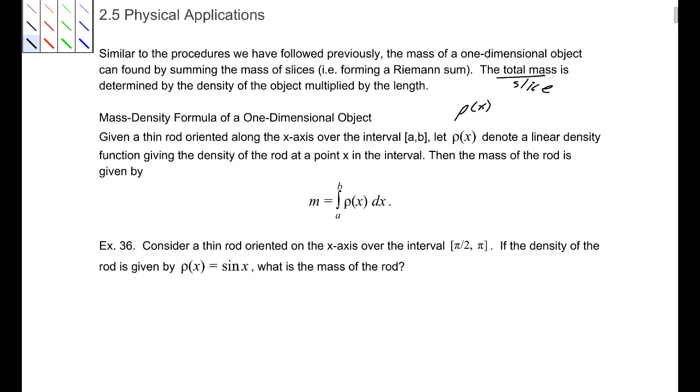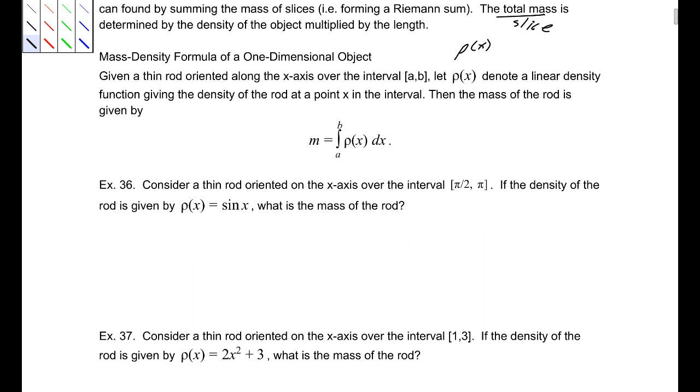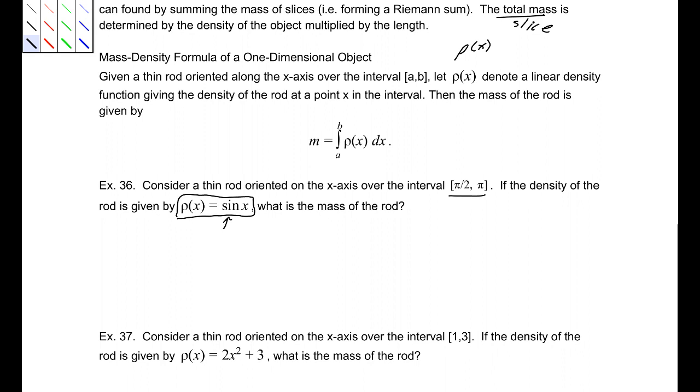To begin with, we have a thin rod oriented on the x-axis, on the interval pi over 2 to pi. If the density function is given by rho of x equals sine x, what is the mass? Based on the formula we have, this is our variable density function, so the mass is equal to the integral from pi over 2 to pi of sine x dx, where that is rho of x.